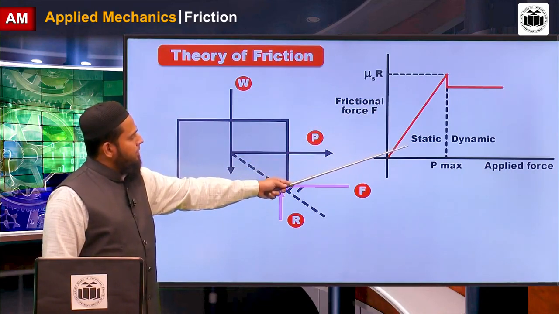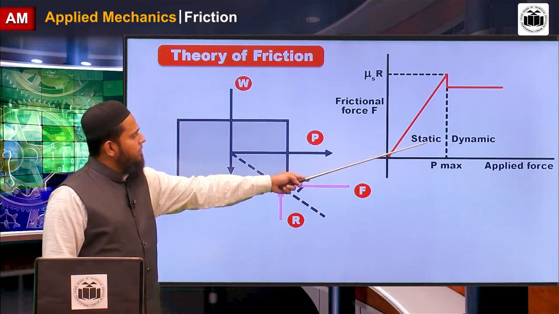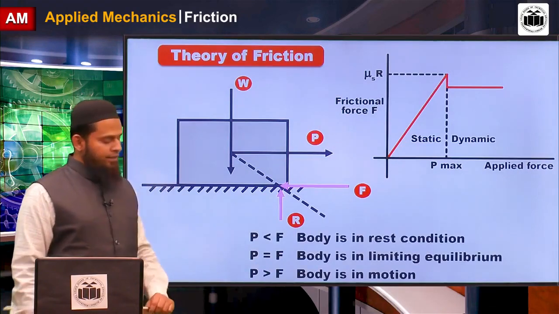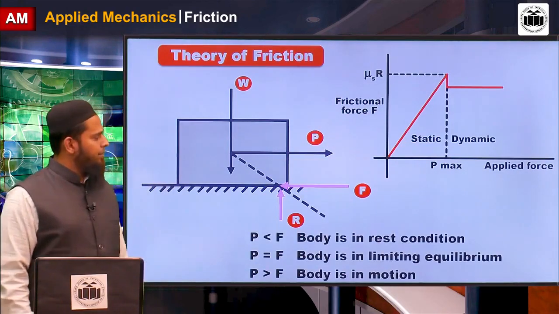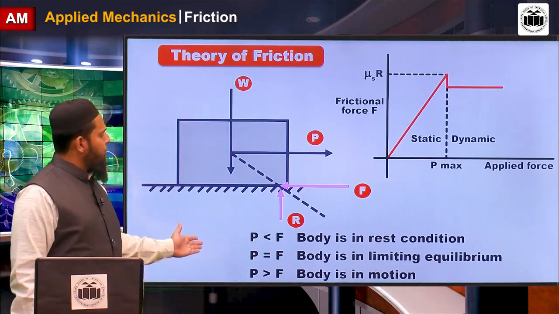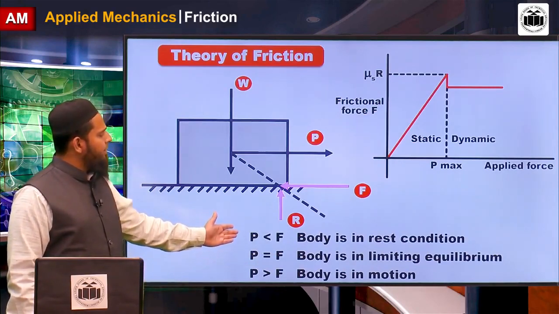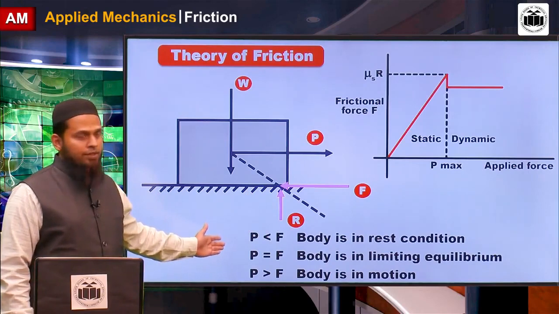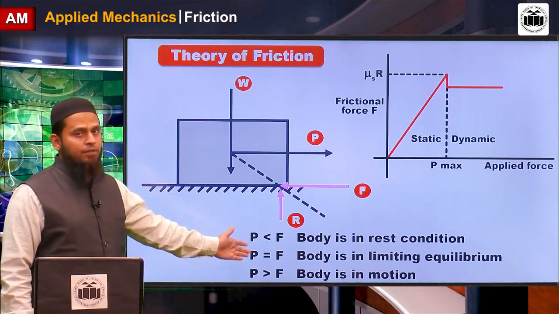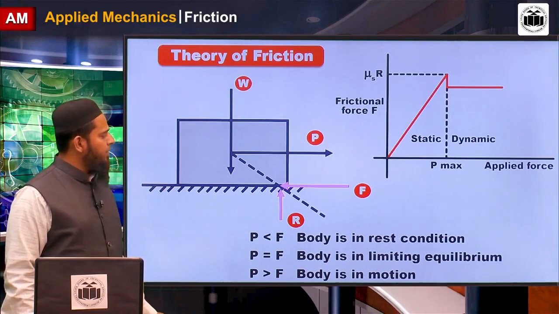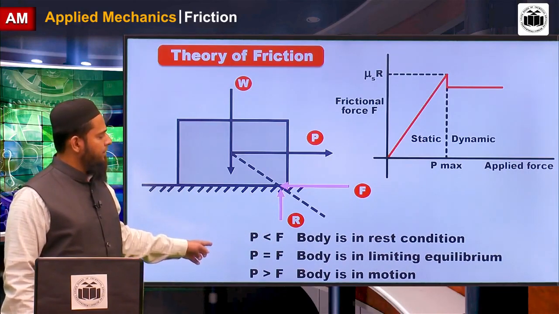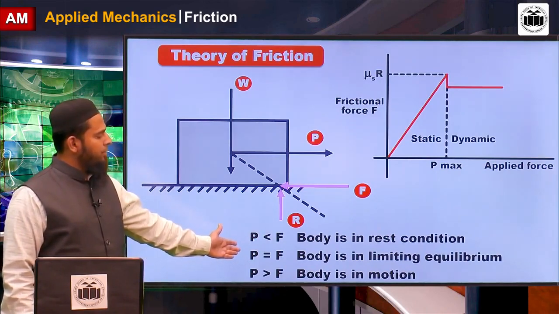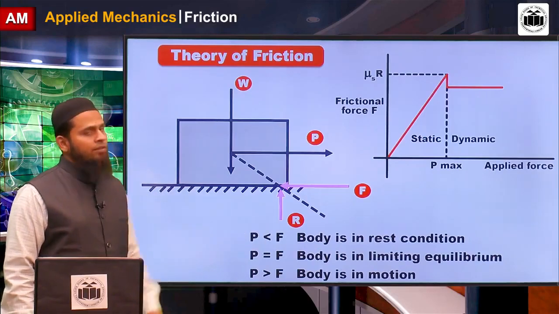Up to this point it is static friction, and afterwards it is dynamic friction. Now, there are three conditions of limiting friction. If the pull force is less than the limiting friction, the body is in the rest condition. If the pull force is equal to F, meaning the frictional force, the body is in limiting equilibrium. This is very important for us. When the pull force is greater than the limiting friction, the body is in motion.